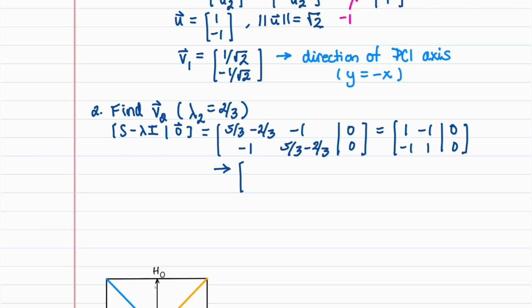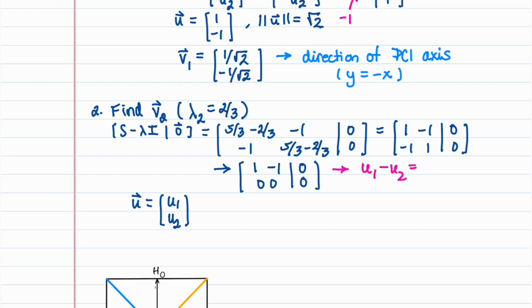We'll put this in reduced echelon form. The rows are the same, just negatives of each other. So the second row goes away, and we have 1, minus 1, 0, 0, augmented with 0. We again take our vector U, let it be equal to U1, U2. Our top row tells us that U1 minus U2 is 0, so we have U1 equal to U2. That means down here, we can just pull out a U2, and we have 1, 1. Let's set U2 equal to 1, and we have an eigenvector 1, 1.